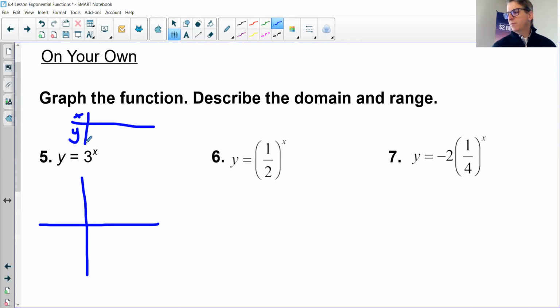Kind of watching my time here in my video. I don't want to go too far. So if x is 0, this is 1. Okay, anything to the 0 property is 1. So at 0, we're at 1. At 2, 3 squared is 9. So it goes up, kind of goes like this. Y is equal to 3 to the x.